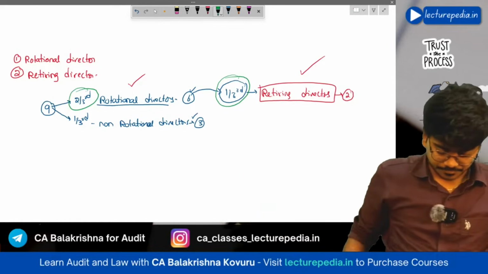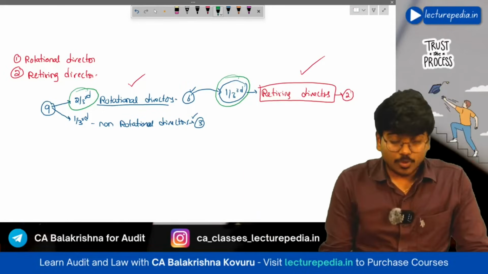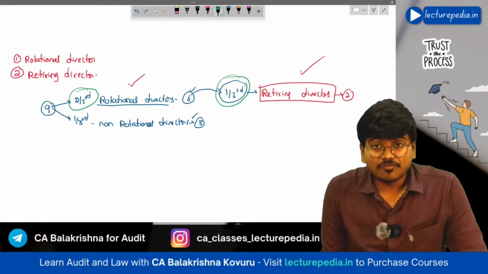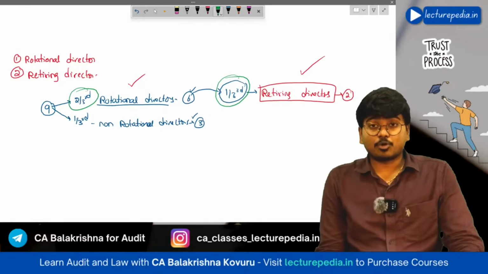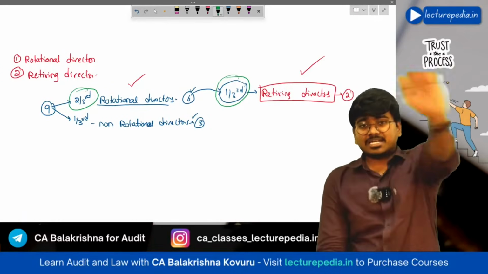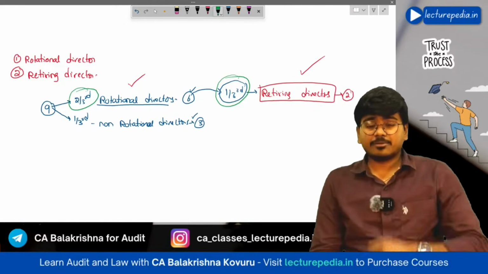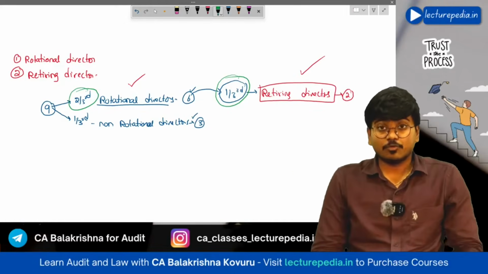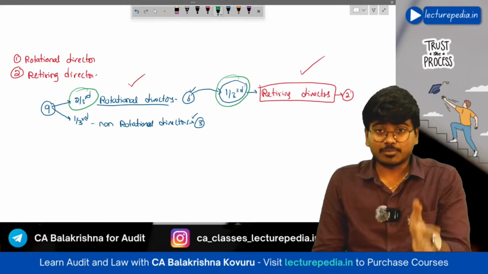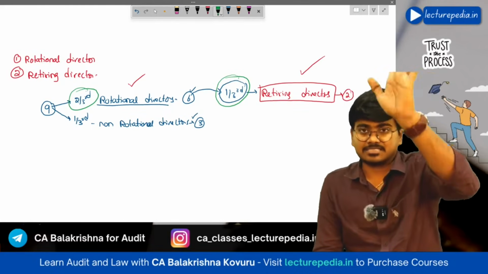Hope you are clear. Now, whether the articles of association can provide that all the directors of the company will be rotational directors only, all the directors of the company will be retiring directors only, whether the articles of the company can have this type of provision, the answer is yes.